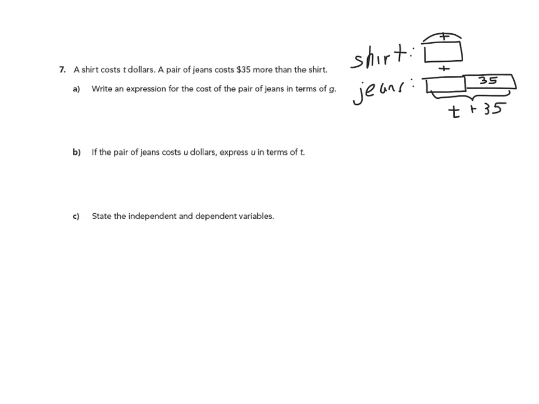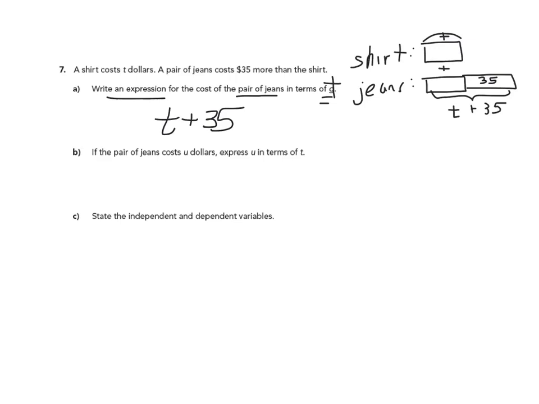They said write an expression to show the cost of the jeans in terms of G. Well, I think they mean T. That's the only thing that would make sense. In terms of T, we could call the jeans T plus 35, because it's the cost of the shirt, which is T, plus another $35.